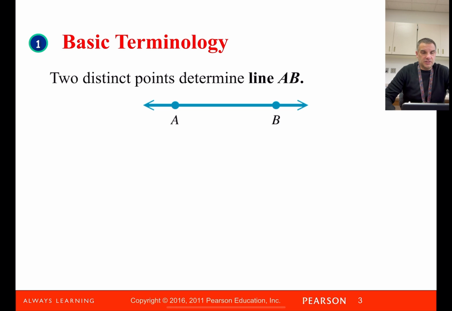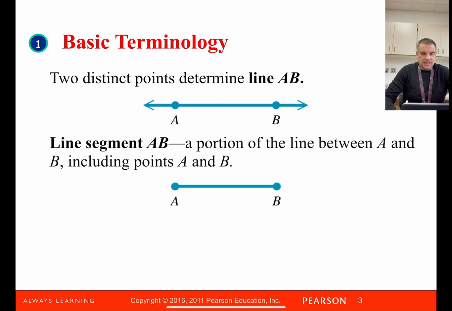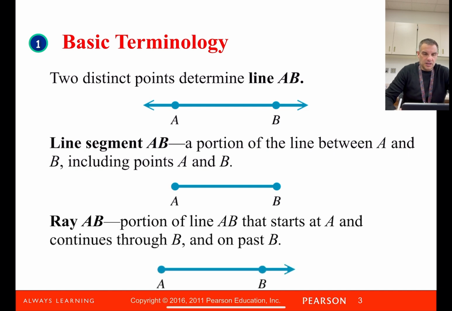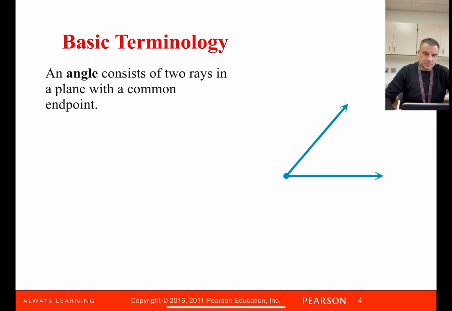So basic terminology, 2 points determine a line. You know that, so this is line AB. A little bit of geometry review right now, terminology you've heard before. So that's called line AB. A line segment, AB is a portion of a line, so it's just a little piece of it. We call that line segment AB. And then a ray is a portion of a line that starts at A and continues on and past B. So that's called a ray. So we've got a line, segment, and a ray. We're going to use rays a lot. Obviously, rays make up angles, so we'll be talking a lot with rays today.